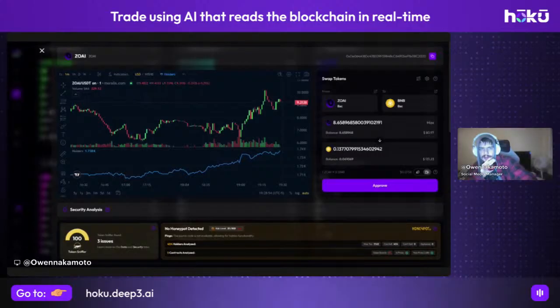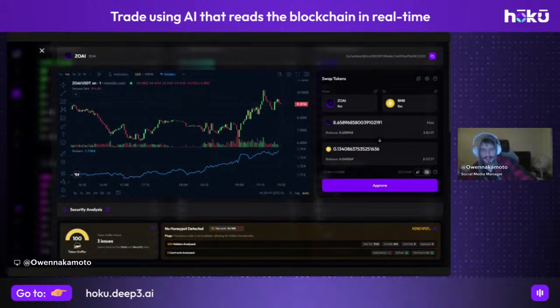Oh no, there's something weird about this one. I'm just swapping back to BNB. I'm in profit. I made like 10% there. 10 minutes again. It's good. It's a little something.